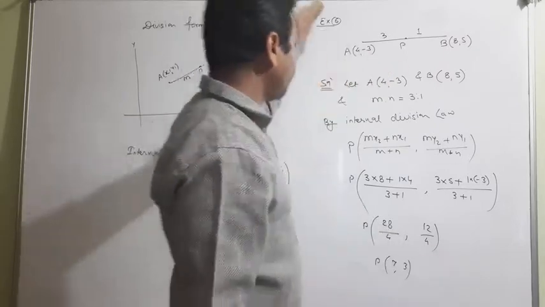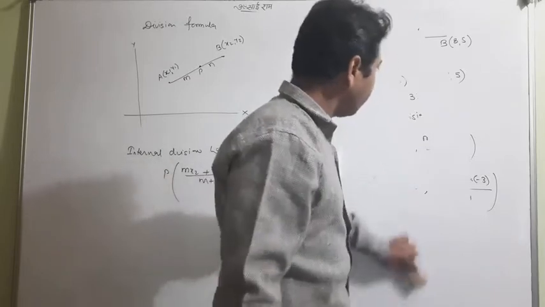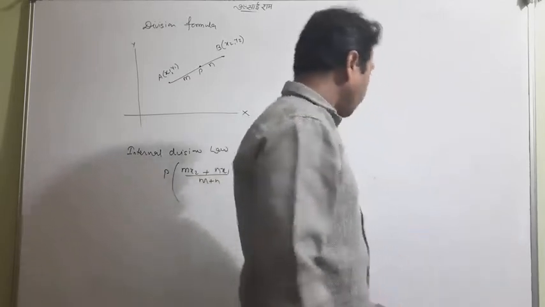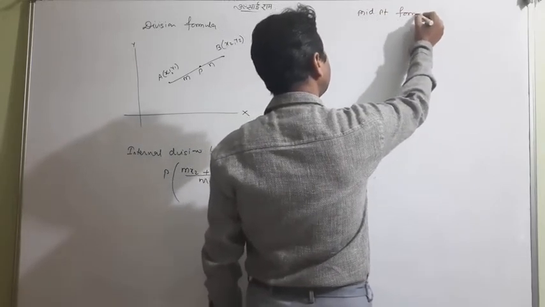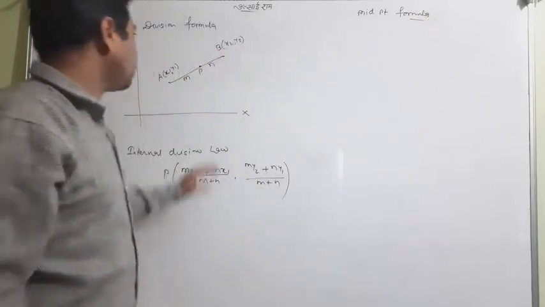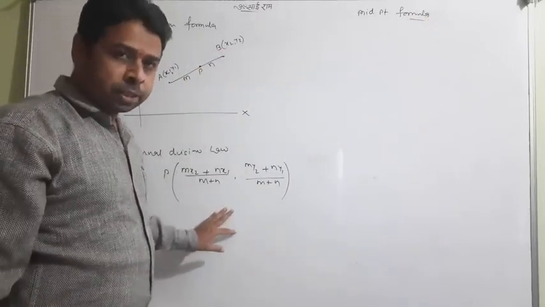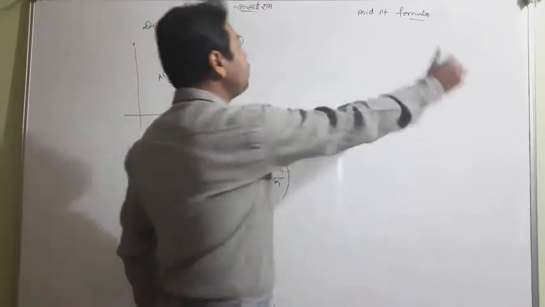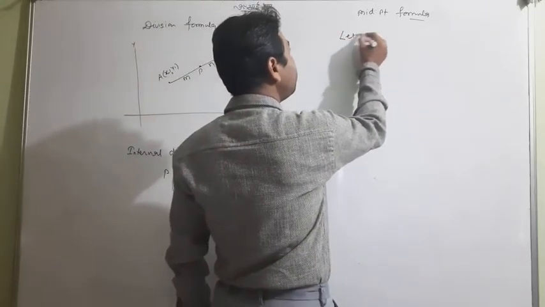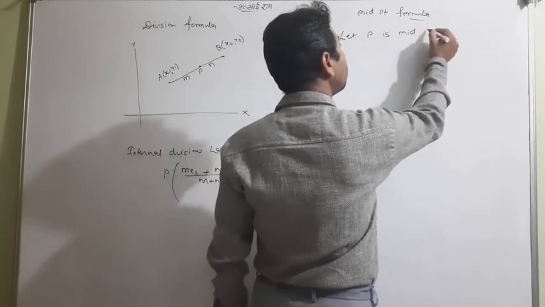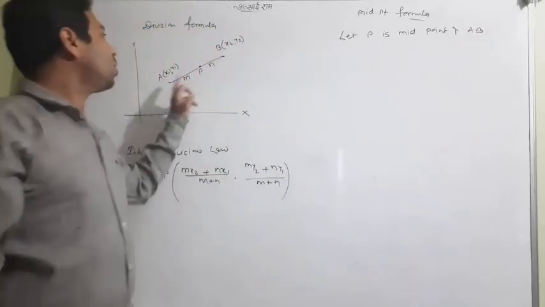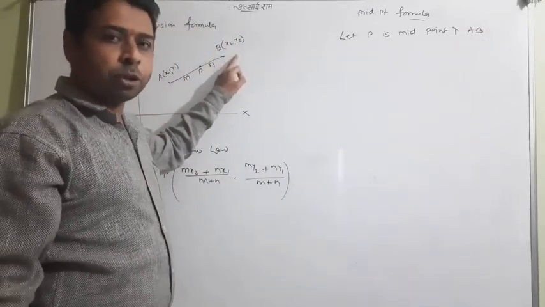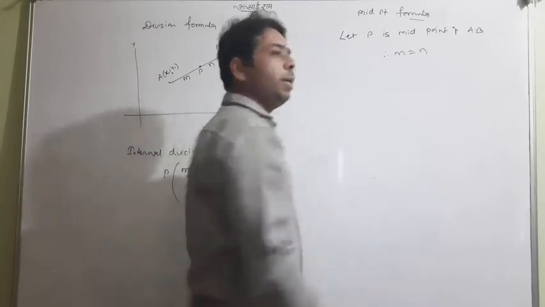Okay, so let me rub this out, and in its place I want to tell you one more thing: the midpoint formula. Look at the thing. What is the midpoint formula? Nothing hard. This is actually the same as the section formula. What is a midpoint formula? Let P be the midpoint of AB, same picture. You can see the picture. Suppose P is the midpoint of AB. What will happen? M and N will be equal.